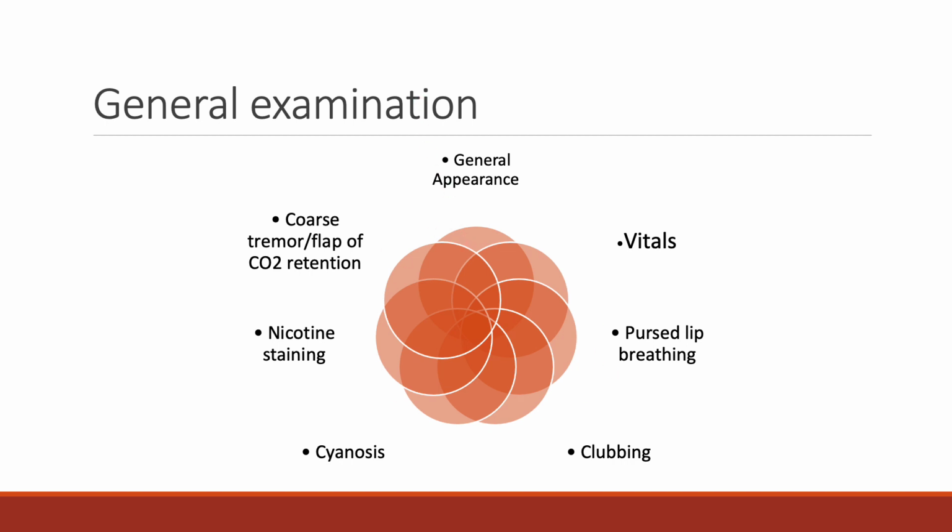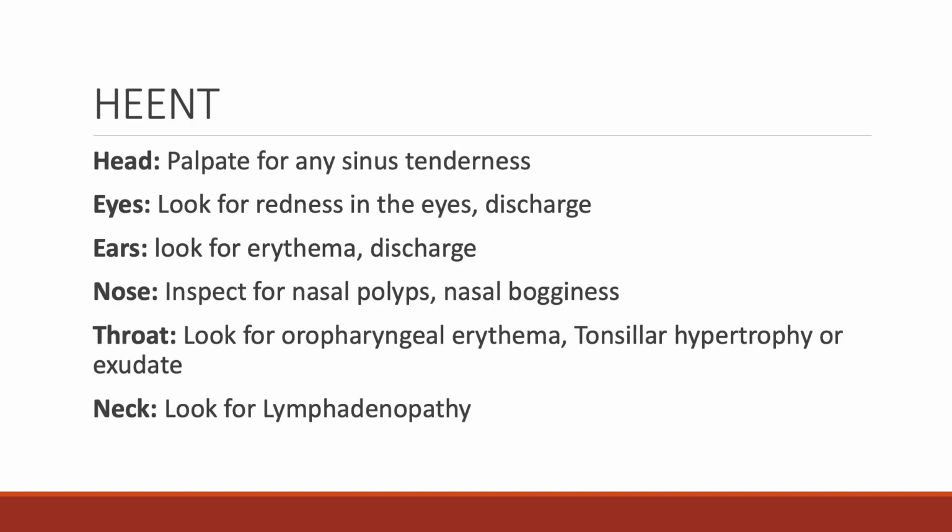Okay, next, after you're done with the general examination, you can do the HENT examination, that is head, eyes, ears, nose, throat, and neck. So basically in respiratory conditions, you should mainly focus on the nose, throat, and neck examination. So nose, you can inspect for any nasal polyps or nasal bogginess. In throat, you can look for any oropharyngeal erythema. Is there any tonsillar hypertrophy? Can you see any exudate? So you should comment on all that.